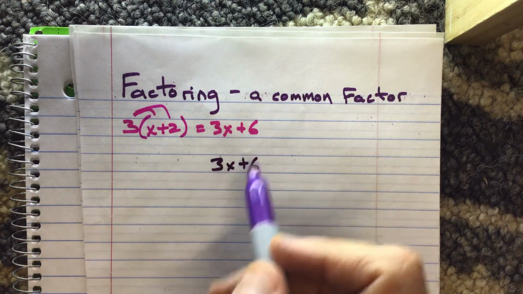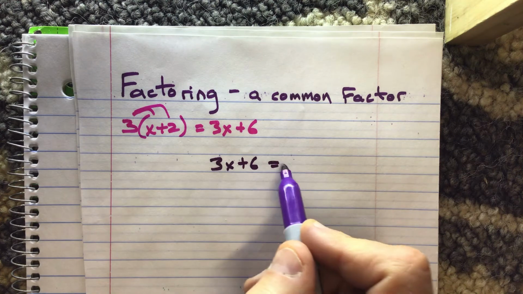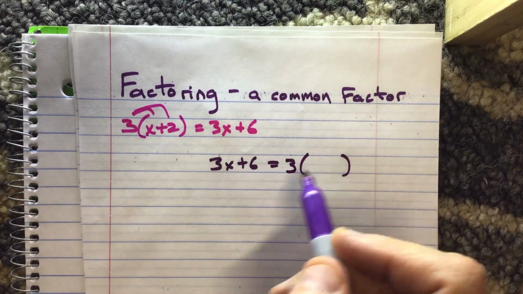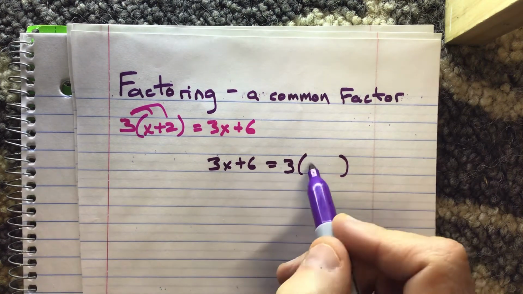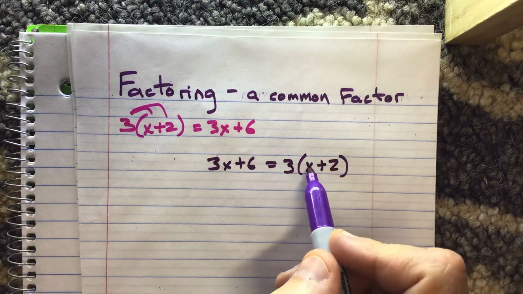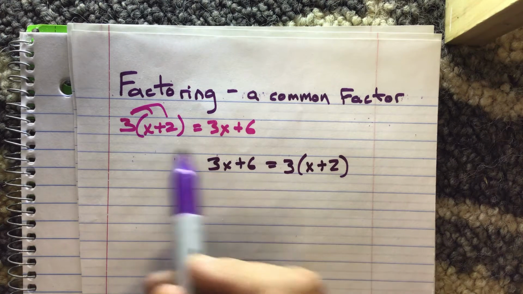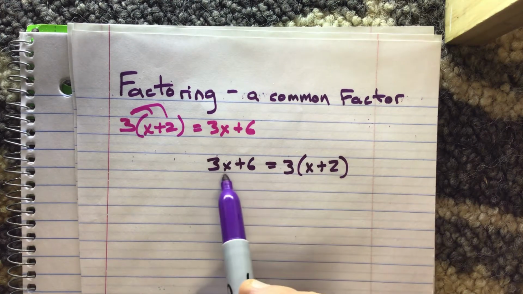out a common factor. So what does 3 and 6 have in common? What can they both be divided by? So in that case it would be 3. And then what would you have to distribute? What would be on the inside in order to get this for an answer? So you'd have x plus 2. 3 times x is 3x. 3 times 2 is 6. So it's sort of like starting with the answer and working backwards. And that's called factoring out a common factor.